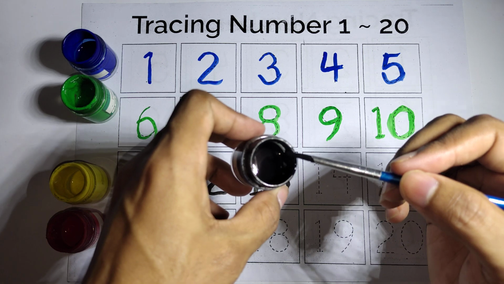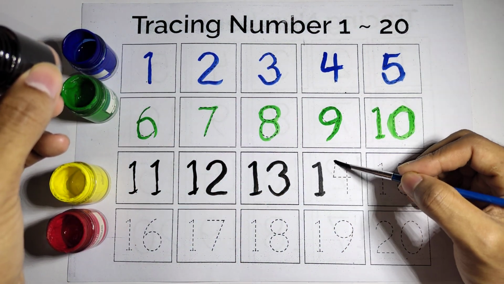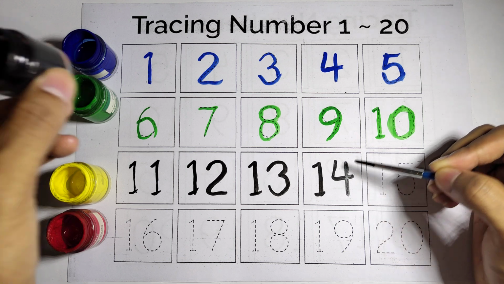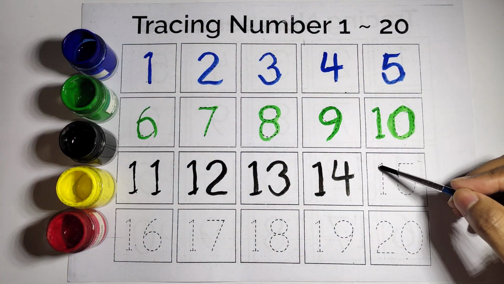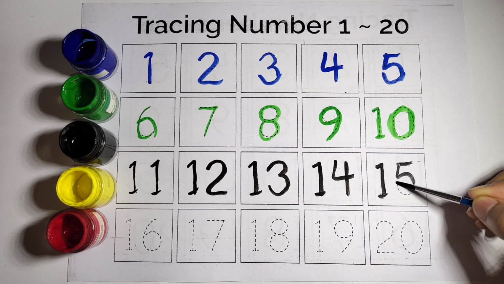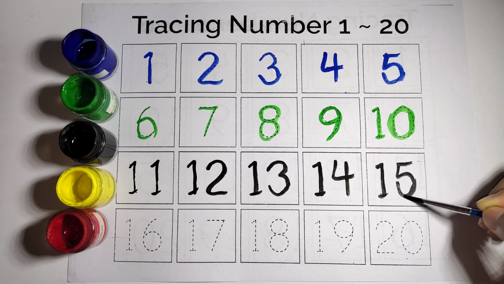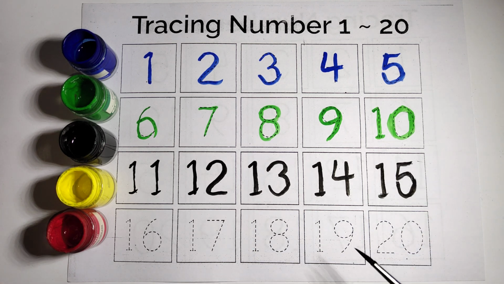Now we draw 13. And the next one is 14. Kids, now we again use black color and draw 15. The number of 15. Now we use red color and draw 16.